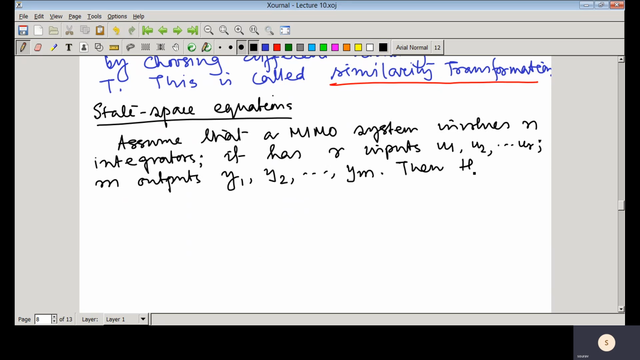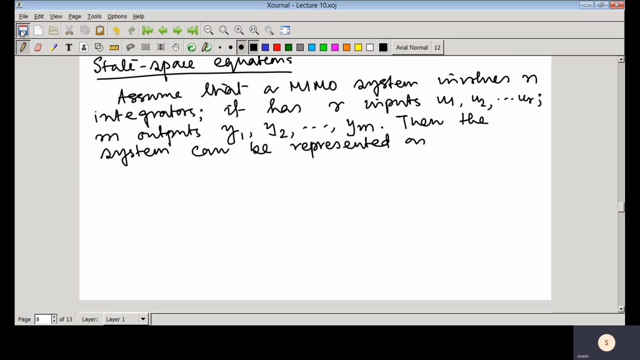So then the system can be represented as, so this is the general expression. First I'll write that state equation, that is x1 dot t equal to a function which is again a function of n number of states as well as r number of inputs, and you have that initial condition.